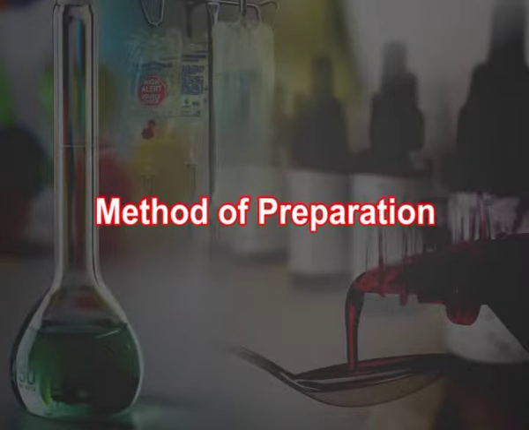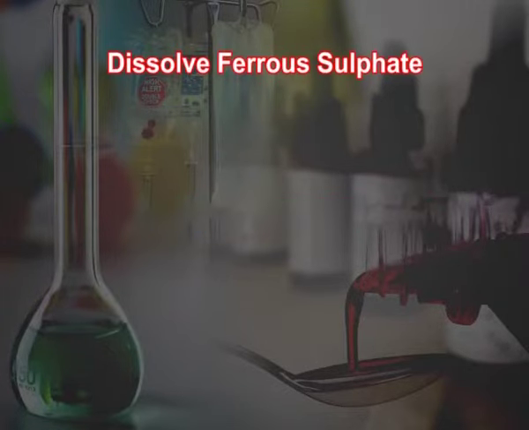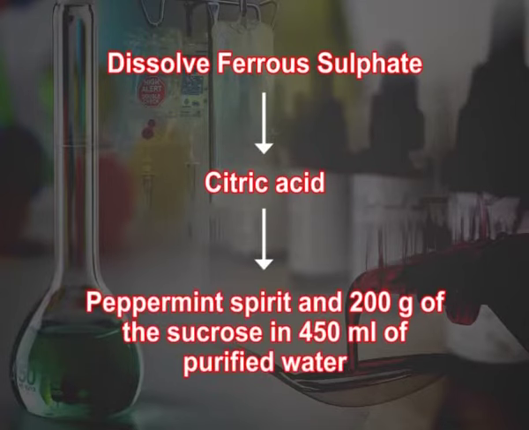Now, method of preparation. Dissolve ferrous sulfate, citric acid, peppermint spirit and 200 gram of sucrose in 450 ml of purified water. Filter the solution until clear. Now, dissolve remainder of the sucrose in clear filtrate. Add purified water to produce 1000 ml. Mix gently and filter if necessary through cotton plug.